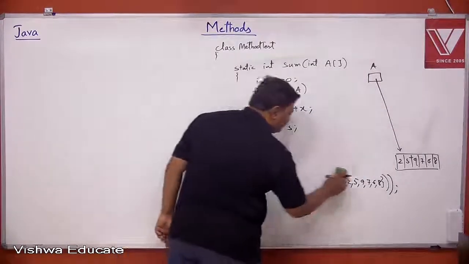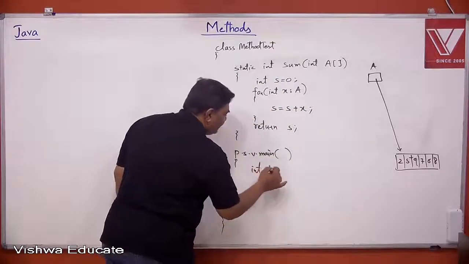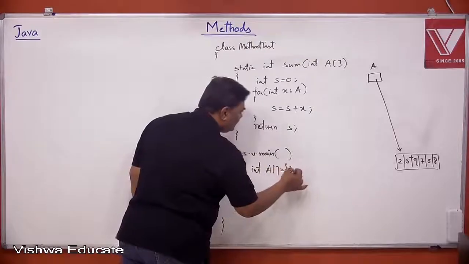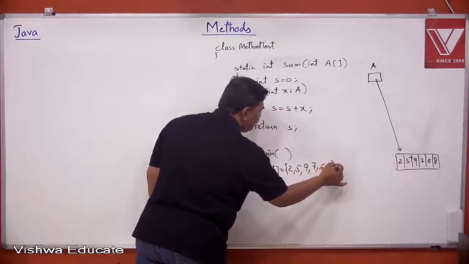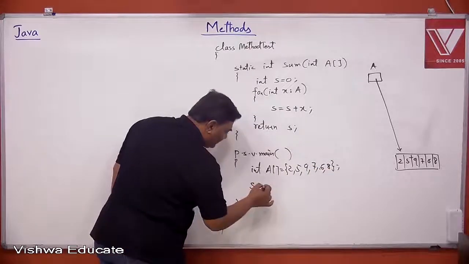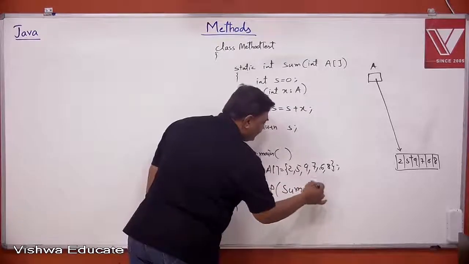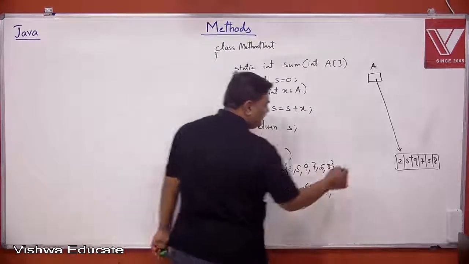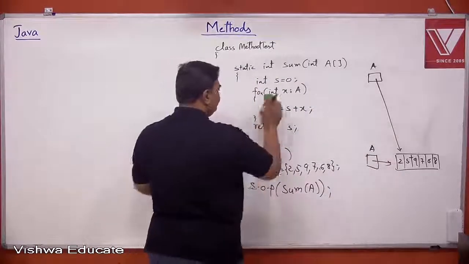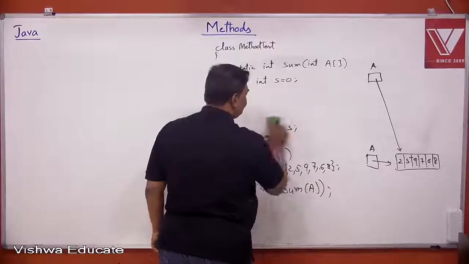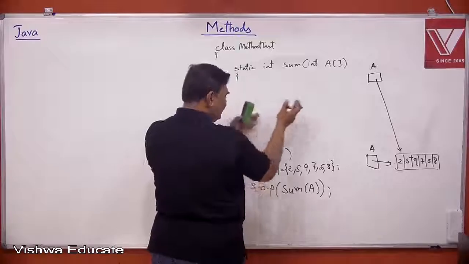Now next. Again, I will come back to the same array, 2, 5, 9, 7, 6, 8. Then system.out.println, I will call sum by passing a. Now I want to show you one more thing here. A. Now this sum. This sum method. Okay, the same method.